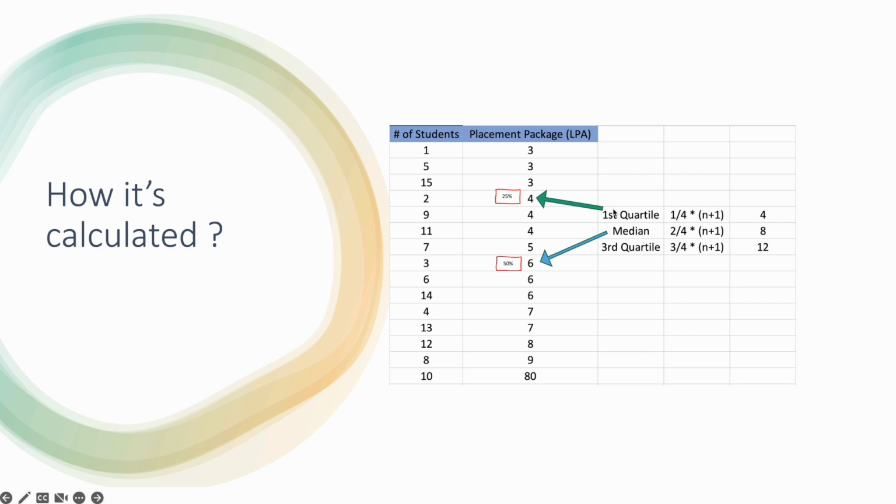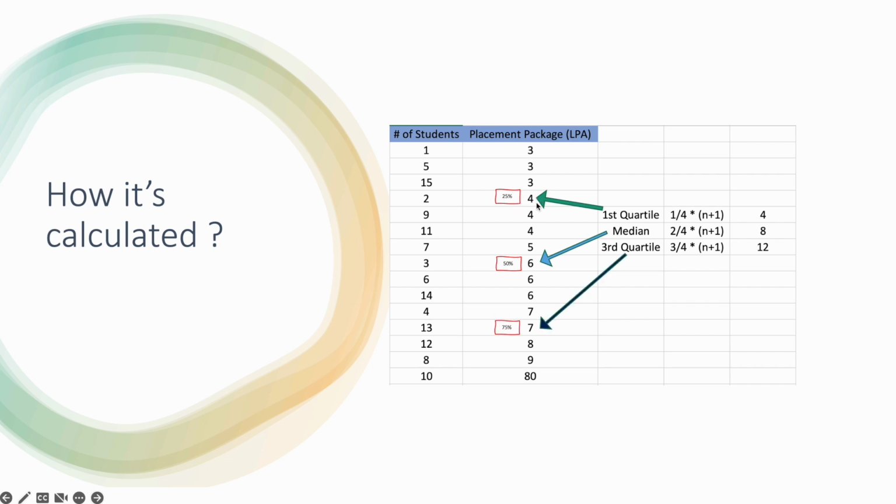What will be the first quartile? The first quartile is the median of the first half of the data, if that makes sense, right? So how many data points are below the median? There are 7 data points. What will be the midpoint of that? The midpoint will be the 4th number of the series, right? Incidentally, that LPA is also 4 here. That will be my 25th percentile, or the first quartile.